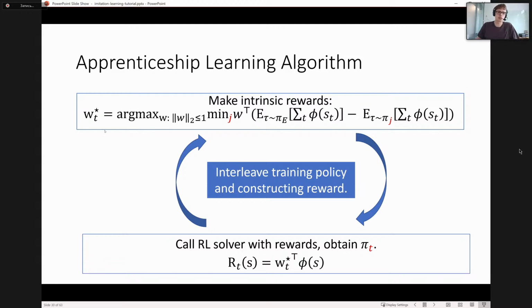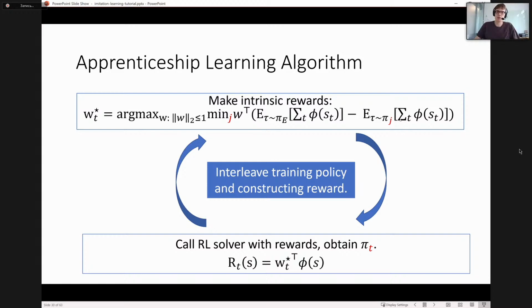And now the question is, once I have that reward, what do I do with it? So I call the RL solver. Because I assumed everything is linear, the reward of a state is just this W star dot product the feature of a state. I'm going to call the reinforcement learning solver, which is the place where I'm using this feedback loop we mentioned when we introduced imitation learning. And I'm going to obtain the next policy, which I'll call pi_t. The next time I make up an intrinsic reward, when I do this minimization inside this problem, I'm going to add that policy as well. So this minimization is among all the past policies that I have seen.